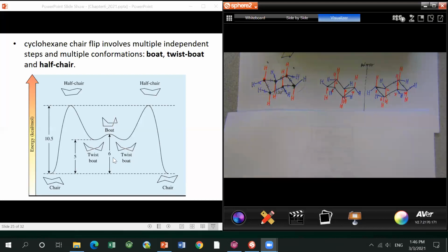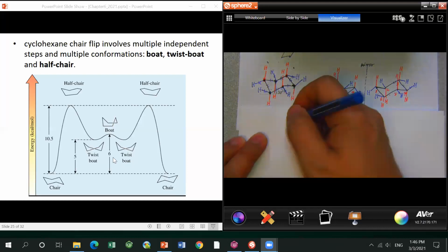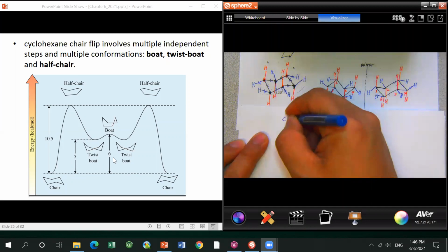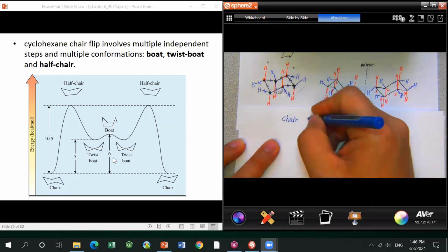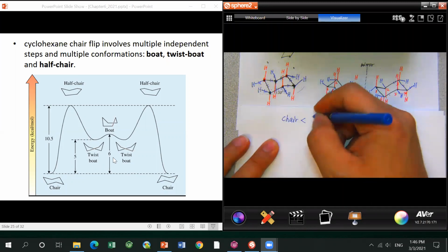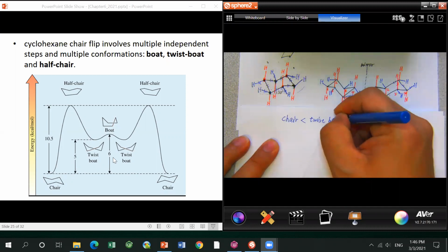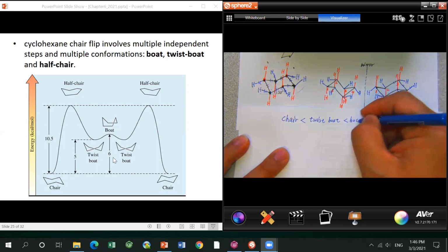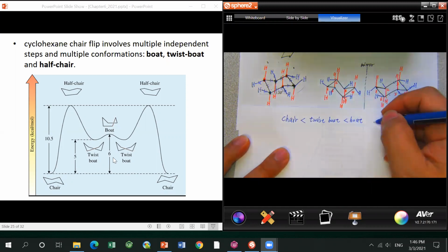Here you don't need to know how to draw the other conformations. You only need to know how to draw the chair conformation to ring flip. That's it. The only thing you need to memorize is their energy and stability. The most stable one is the chair conformation. Write it down. Followed by the twist boat conformation, then the boat conformation, and the least stable one is the half chair.